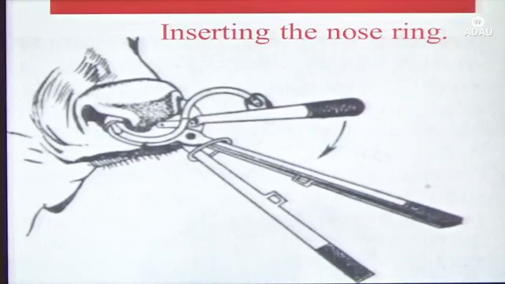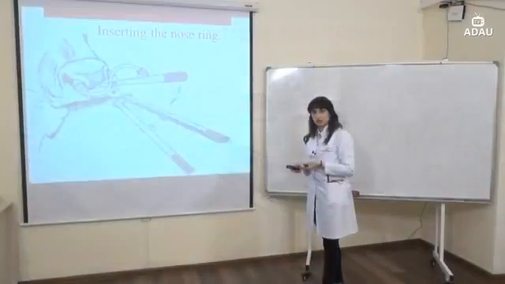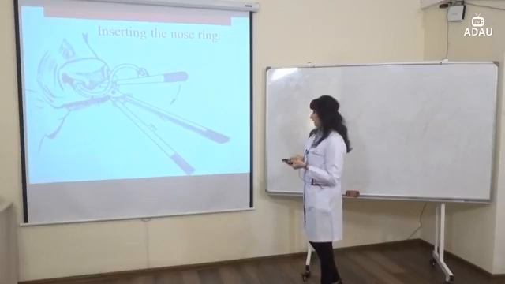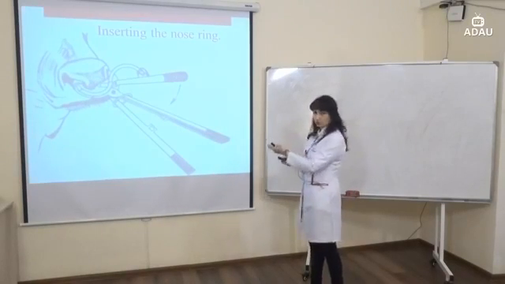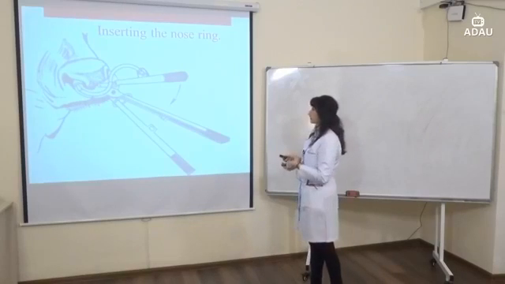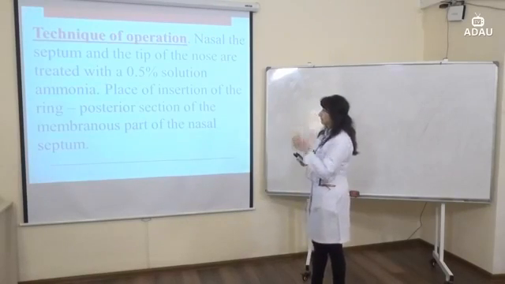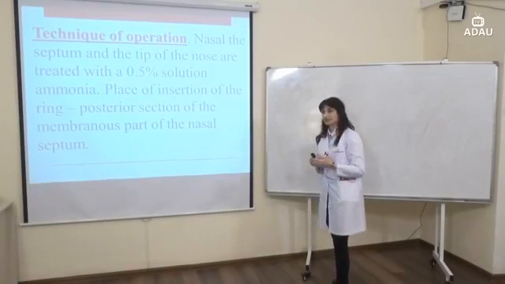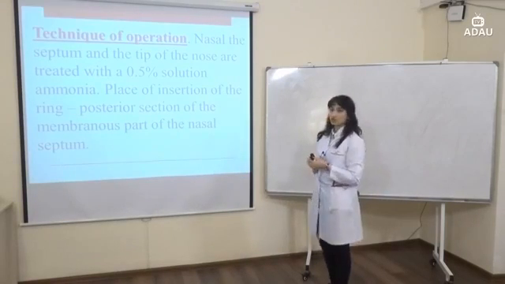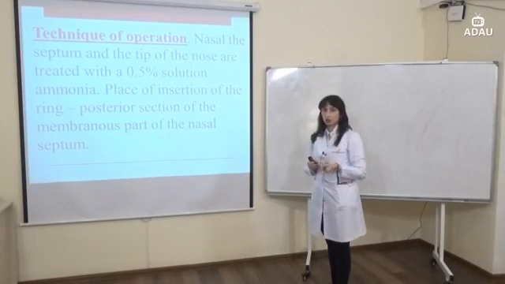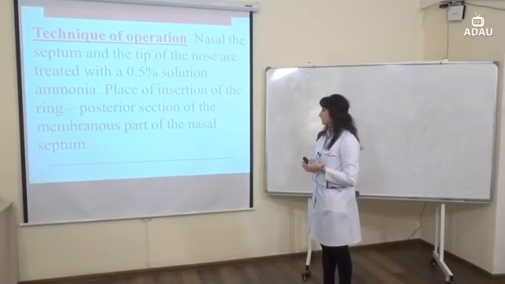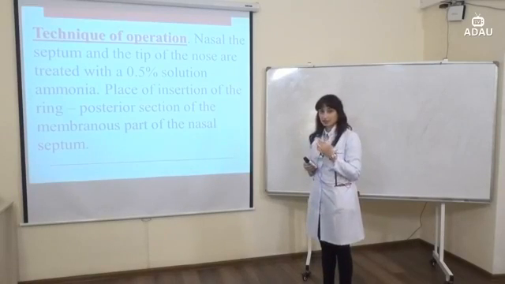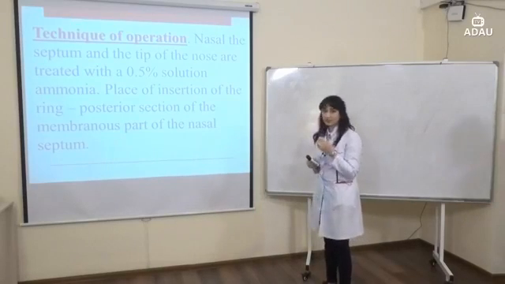Maybe this operation may be done, for example, by the owner of this animal, cattle, and in this position we can see during the operation here. With forceps, we should insert the restricting ring. In the technique of the operation, the nasal septum and the tip of the nose are treated with 0.5% ammonia. We use ammonia because it gives a good effect during anesthesia, and the place of insertion of the ring is posterior.